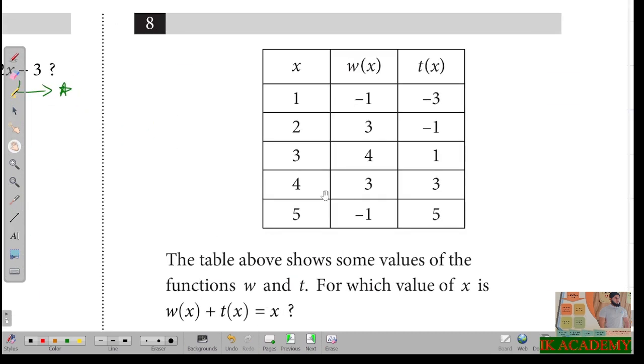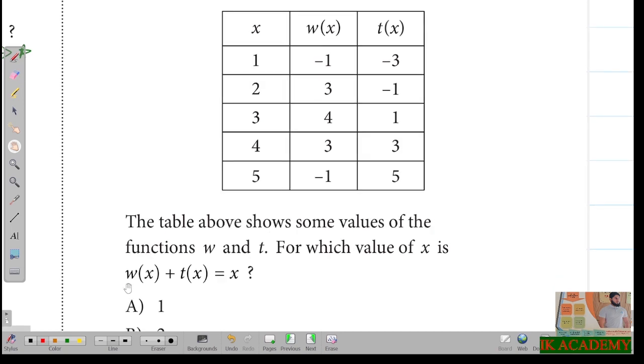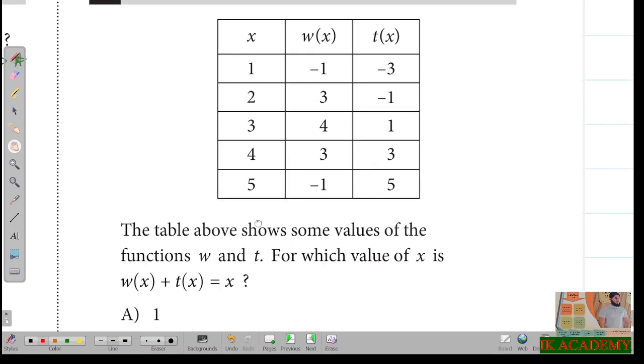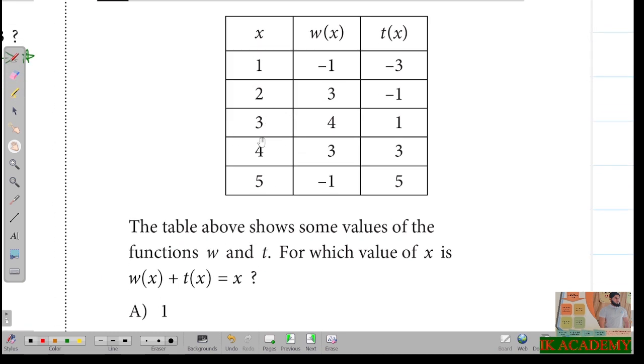So the next question is, here we have a table. The table above shows some values of the functions w and t. For which value of x is w(x) plus w(t) equal to x? It says that if we put the value of x in these functions w and t and add both of them, we will get the same answer, which is the value of x.